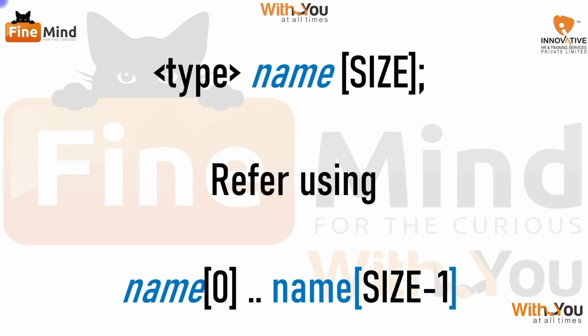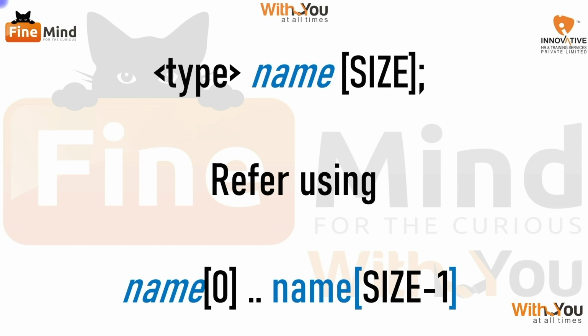You would refer using name of 0 to name of size -1. Why name of 0? Here we talk about offset. How far is it from that particular base address? So the first element actually begins at the base address. Hence, when you are there, you don't have to move anyway. That is why you can use name of 0. 0 movement. The 1 is 1 element away. So n is n elements away. That is why you would find the index starts with 0. So name of 0 to name of size -1.